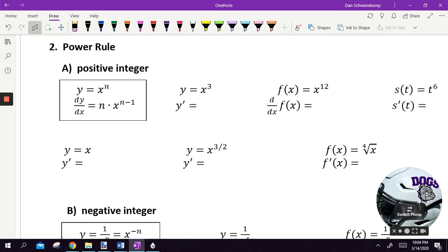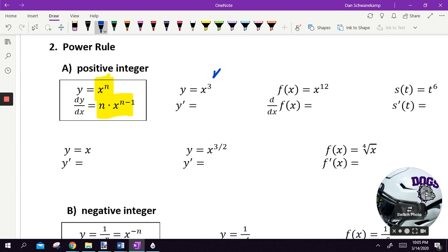Power rule. So here's the power rule, and let me just explain it. If you had something x to a power, you are going to multiply by that power. Take that power, put it down in front, and then subtract 1 from my exponent. So for example, x to the third.